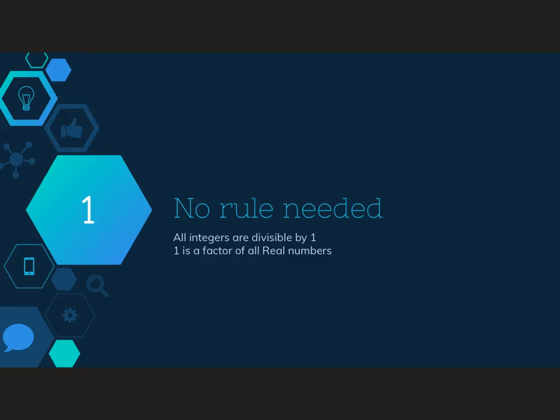Next, so 1, this is probably the easiest. There is no rule needed. All integers are divisible by 1. 1 is a factor of all real numbers. So what's divisible by 1? All integers are. So there's not really a rule, but you can put this down. All integers are divisible by 1, and 1 is a factor of all real numbers. So include this part on your notes page.